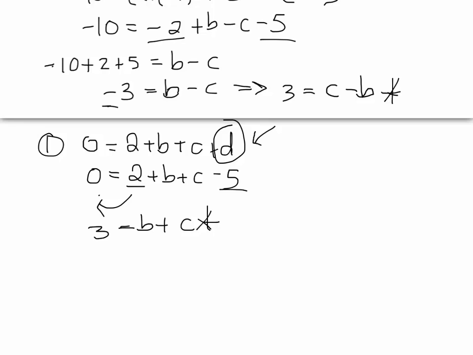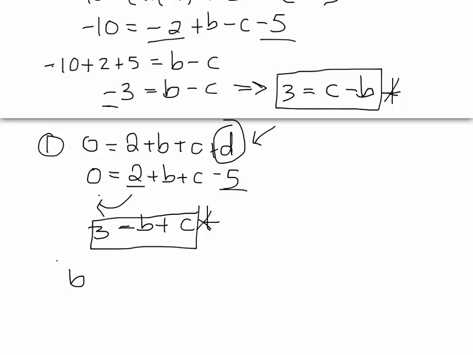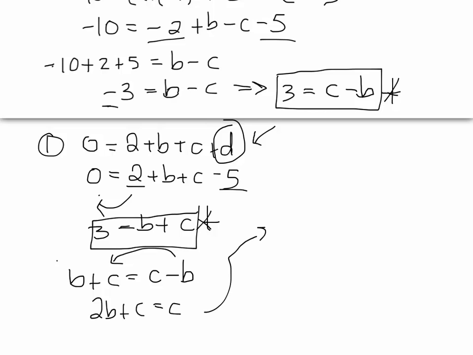Let's then use substitution, and if we do that, you'll notice they're both equal to 3, so we could set these two equations equal to each other. That means that b plus c is equal to c minus b. Rearranging then, if we bring the b over here, we'd have 2b plus c is equal to c. Rearrange a little bit more. If we bring the c over, then 2b is going to be equal to 0. So b also equals 0.